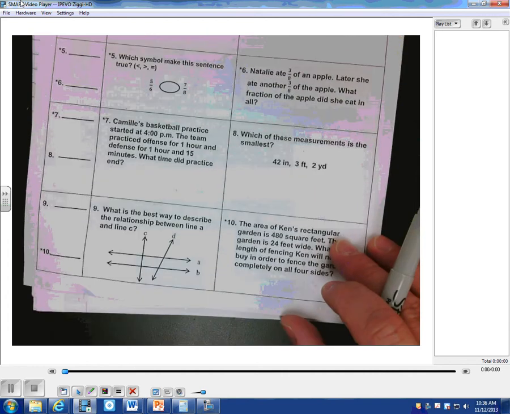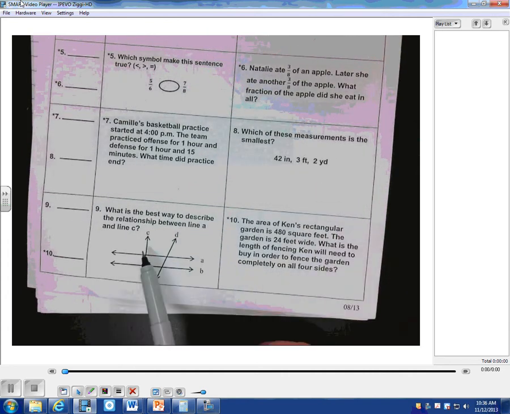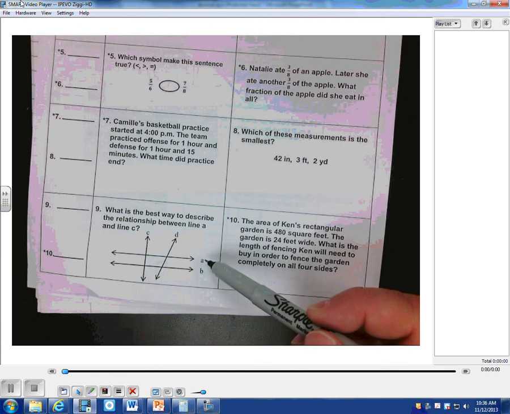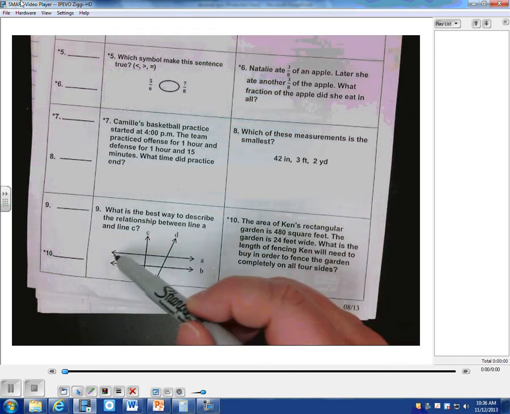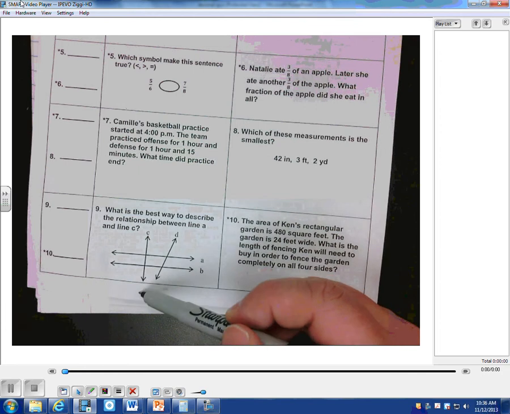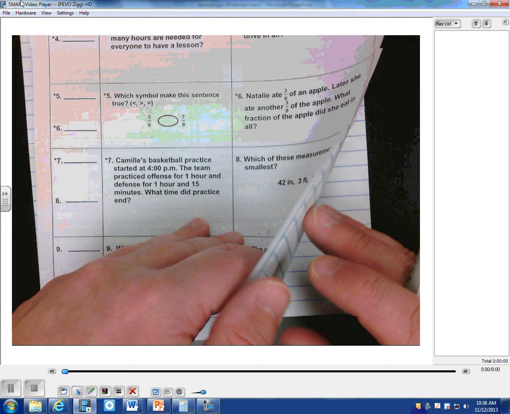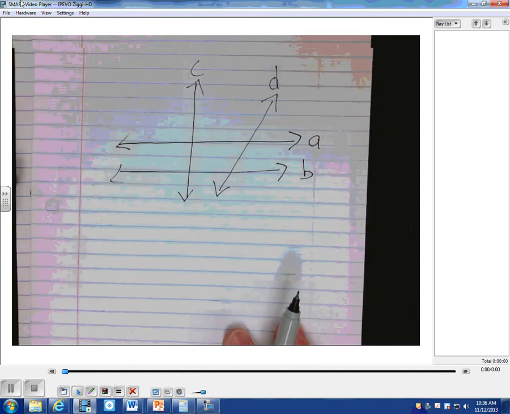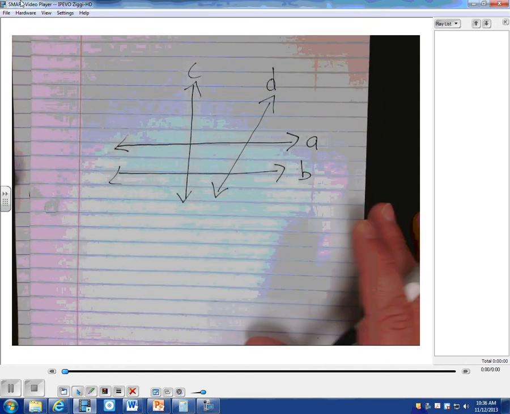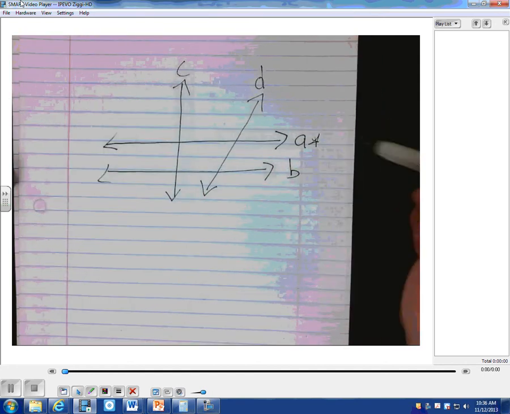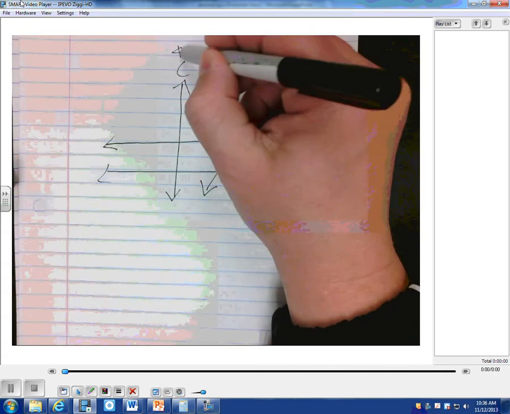All right, number 9. It says, what is the best way to describe the relationship between line A and line C? So line A is going this way. Line C is going this way. So we talked about this a couple review sheets ago. So this looks similar to the problem on the review sheet. So we're comparing this line here to this line here.